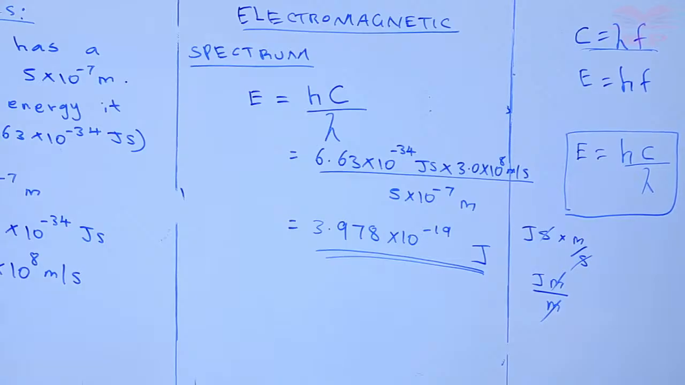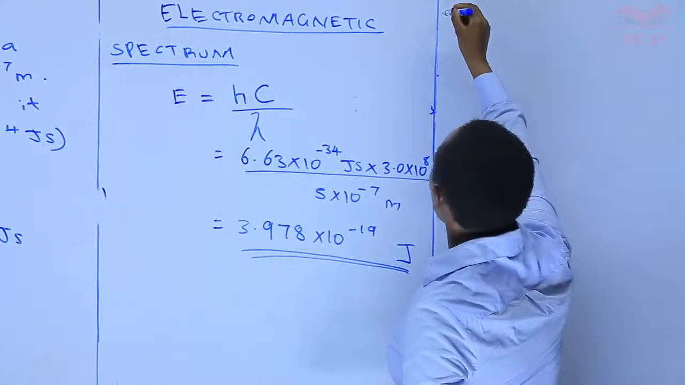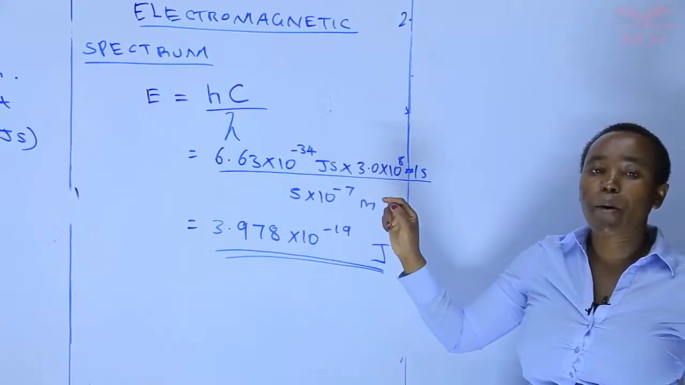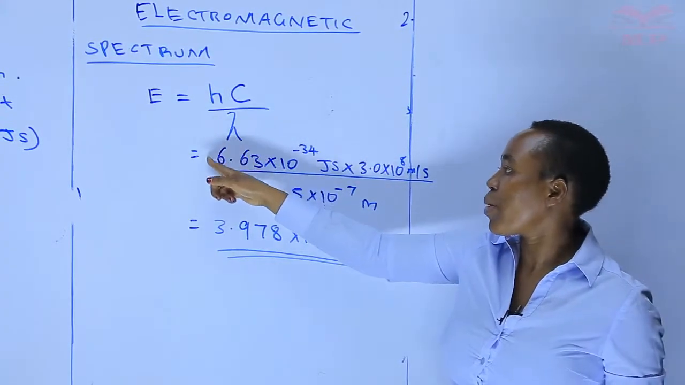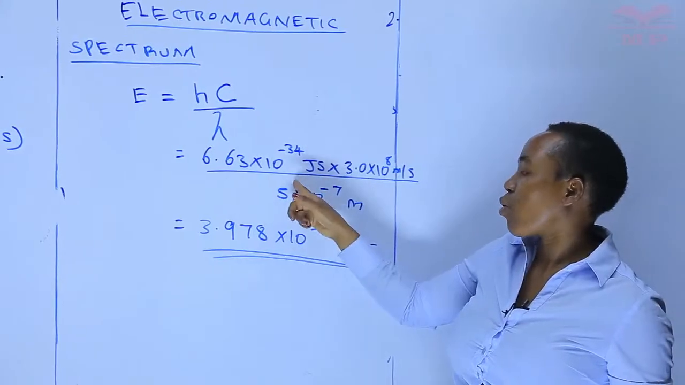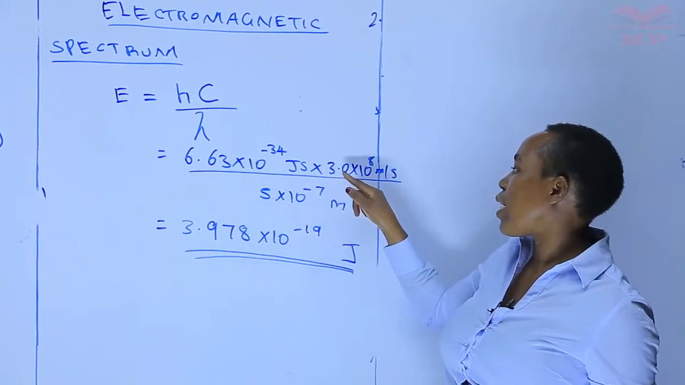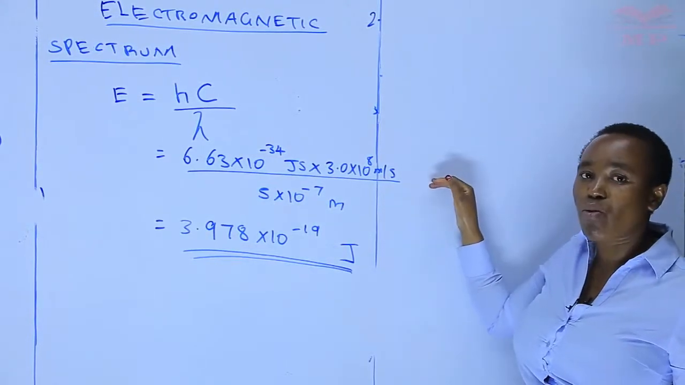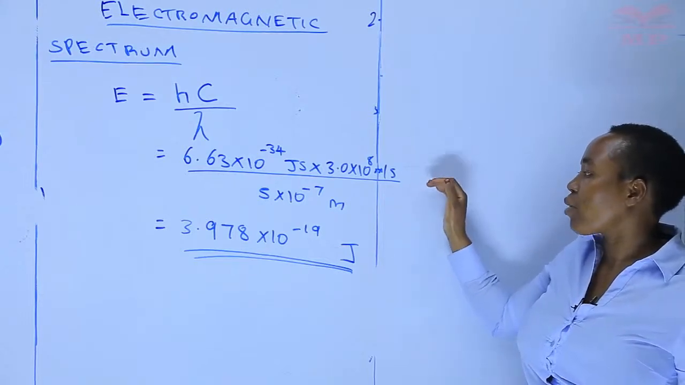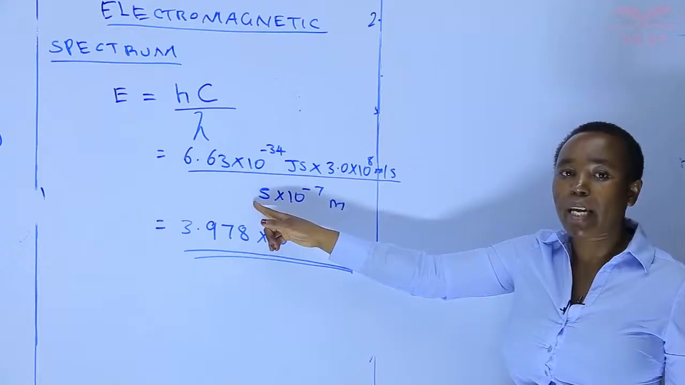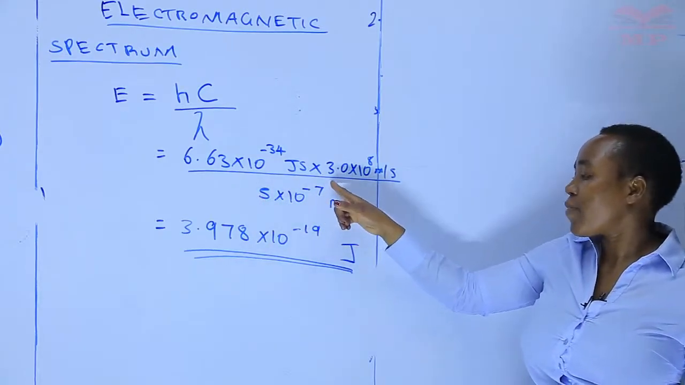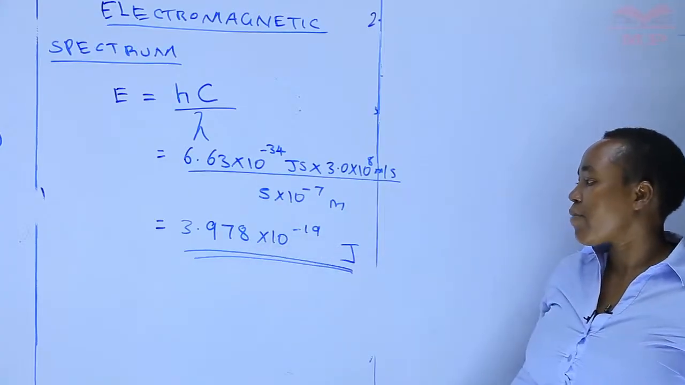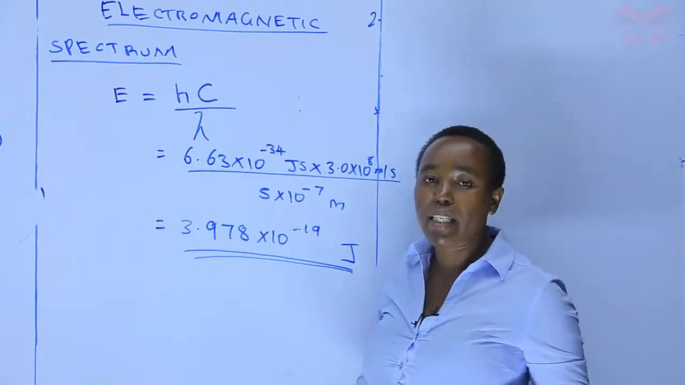So example 2. Question number 2. And remember, when you are feeding this in your calculator, it's always good that you remember to put the bracket. You just open the bracket, you write this, close it, you multiply, open it again, write this, you close it, you get the answer. You can write it first as the numerator, or you can just leave it in your calculator. Then you divide by, open the bracket again, 5 times 10 power negative 7, close it, and then the equal to sign. You'll be able to get 3.978 times 10 power negative 19 joules.